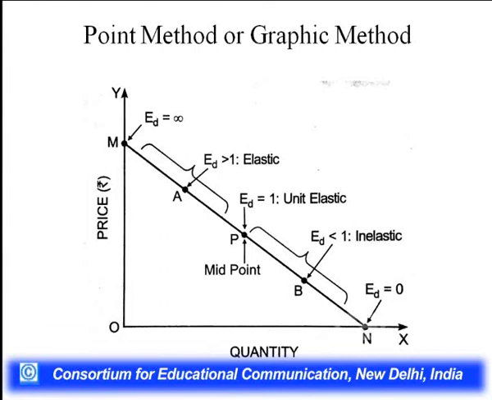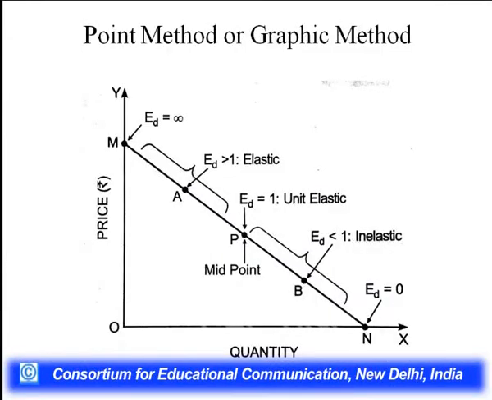Any quantity divided by 0 is obviously infinite. At point B of this given demand curve, the lower segment is Bn while the upper segment is Bm, so the elasticity here would be less than unity because the numerator, that is the lower segment, is a smaller quantity and the upper segment, that is the denominator, is a greater quantity. So this ED value has to be less than 1. At point N, ED would be equal to 0 because the lower segment is 0 and the upper segment is the entire demand curve.